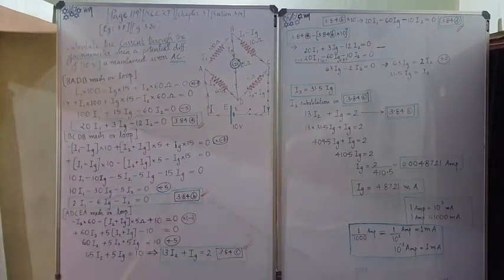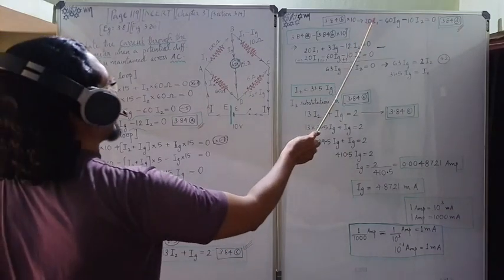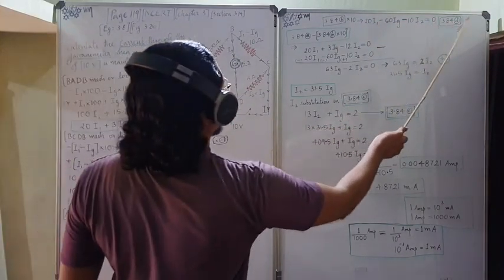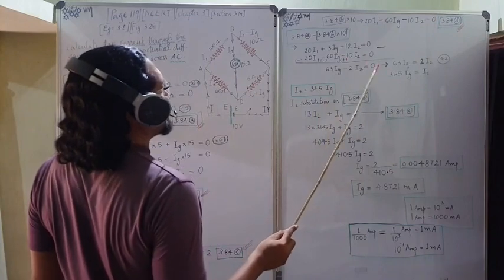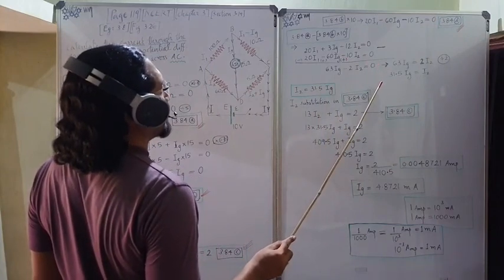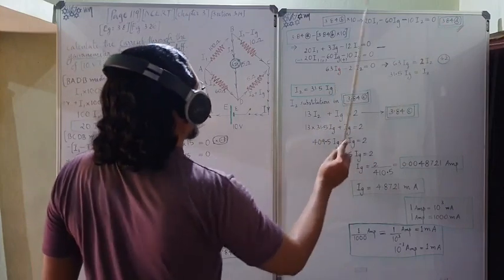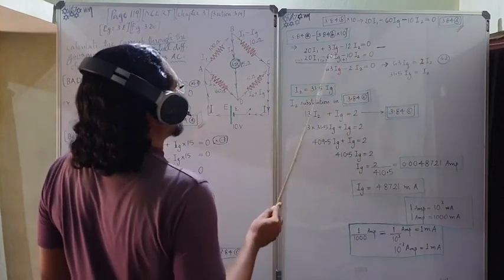I will write 3.84b. That means 2i1 minus 6ig minus I2 into 10. Again, that will yield 20i1 minus 60ig minus 10i2. That will give an equation 3.84d. Okay, that means this thing, this thing, leave it over there and we can solve this.